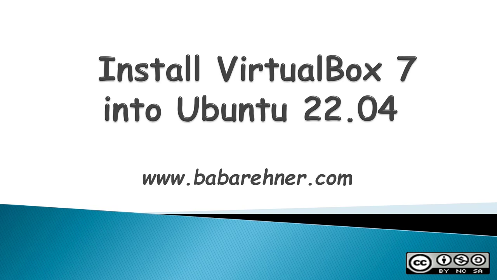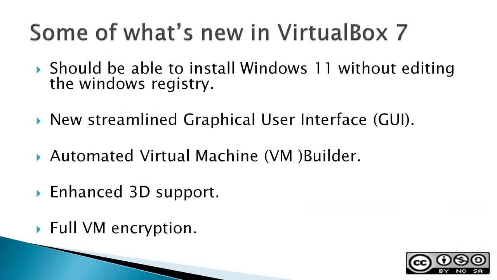This video is about how to install VirtualBox 7 into an Ubuntu 22.04 hardware machine. Some of what's new in VirtualBox 7: you should be able to install Windows 11 without editing the Windows registry. It has a new streamlined graphical user interface, a GUI. It has an automated virtual machine builder, enhanced 3D support, and full virtual machine encryption.